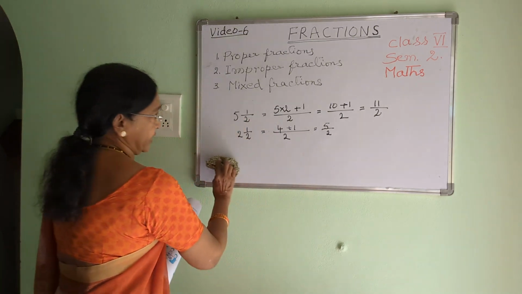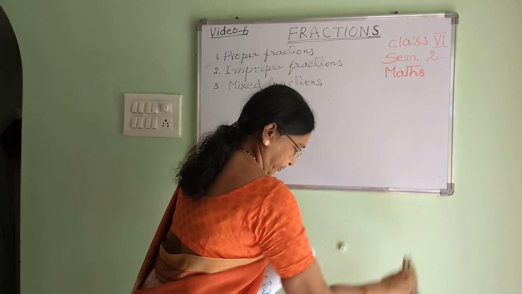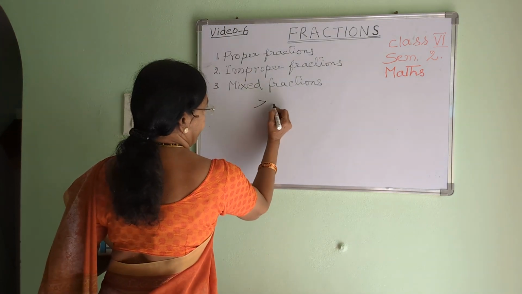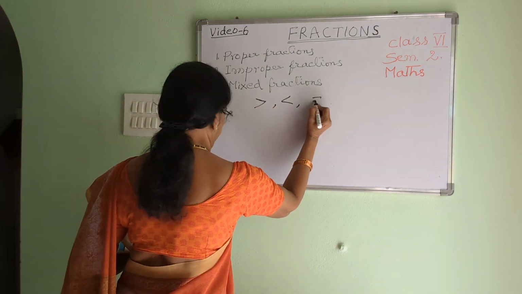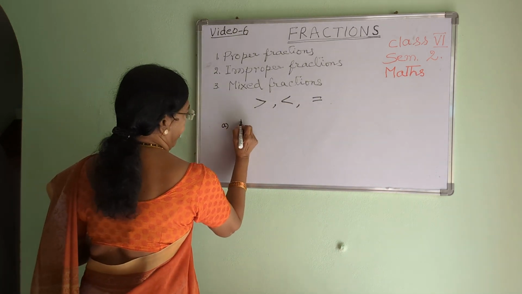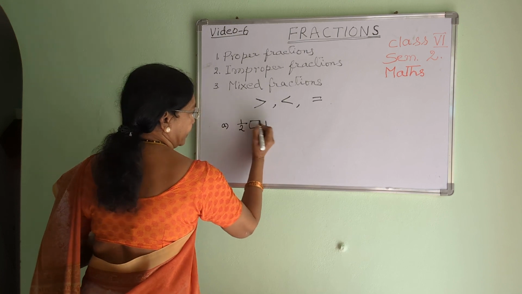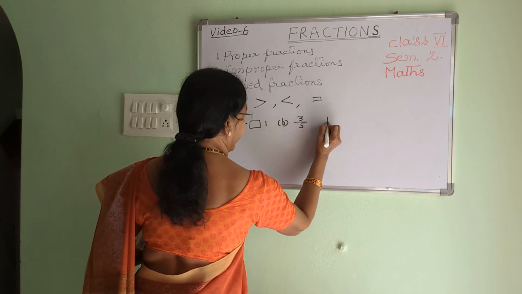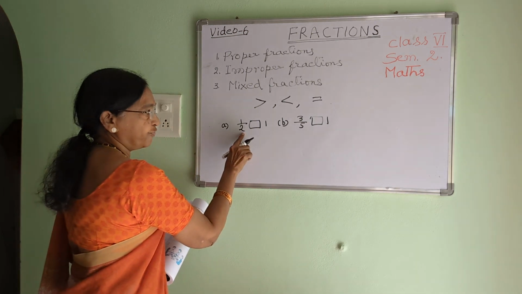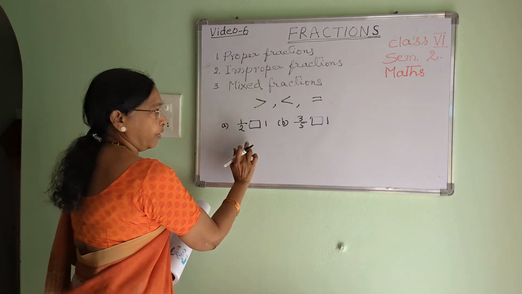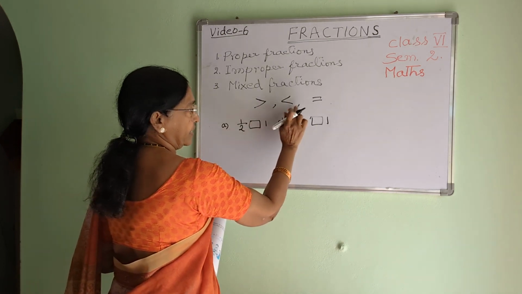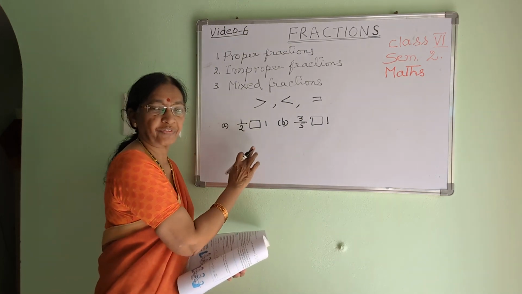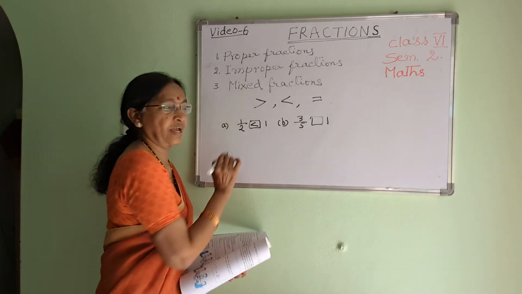In the previous exercise, there is a problem, last problem. Fill up using one of these symbols, greater than, less than, or equal to. A, half, 1. B, 3 by 5, 1. Compare half and 1. Half is less than 1. Half is a proper fraction. Proper fraction is always less than 1. Therefore, it is less than.